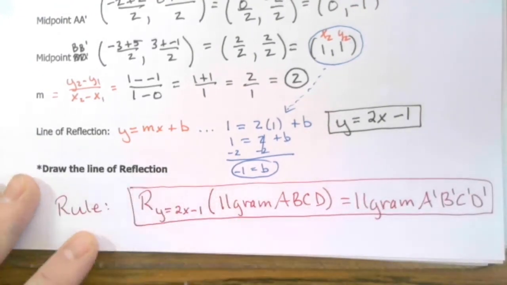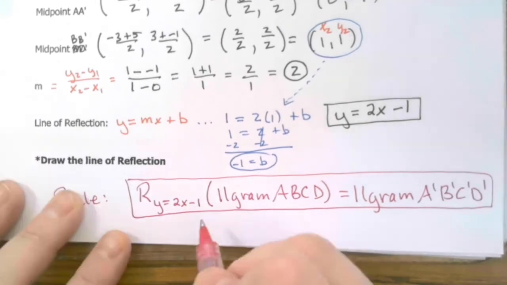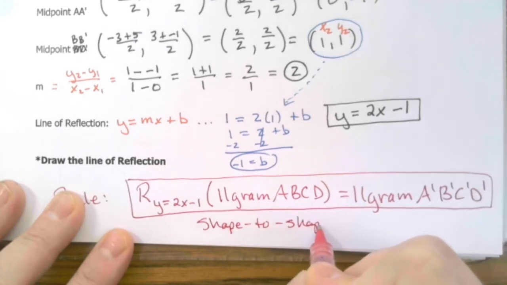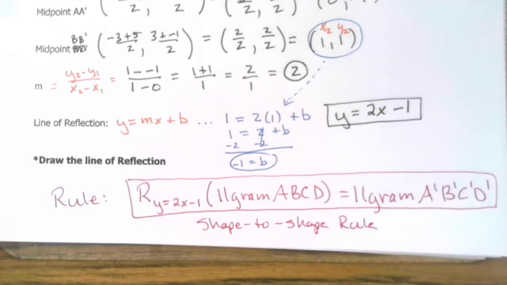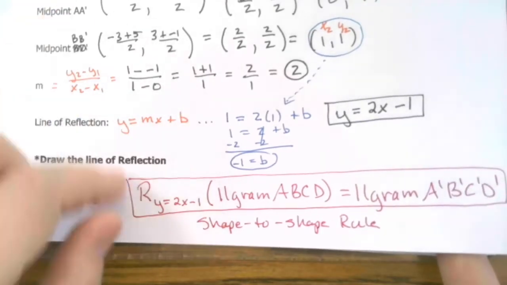This is the rule. Now, don't confuse this rule with a point-to-point rule. This is a shape-to-shape rule, where you're actually using the vertices of the shape to write the rule instead of x and y as generic points. So this is the shape-to-shape rule. That's what we've just done.